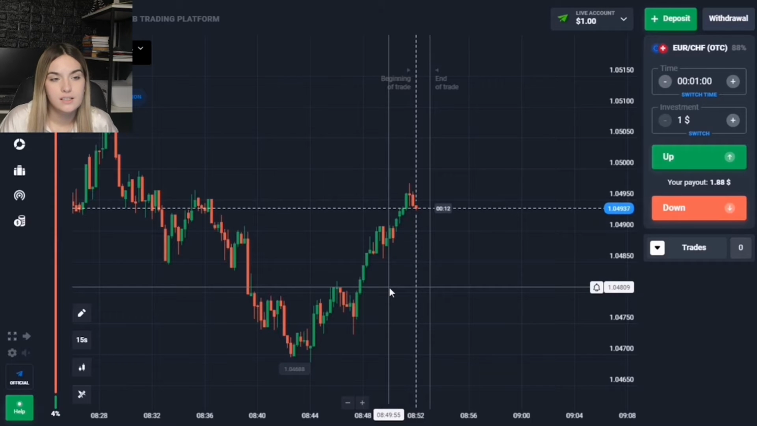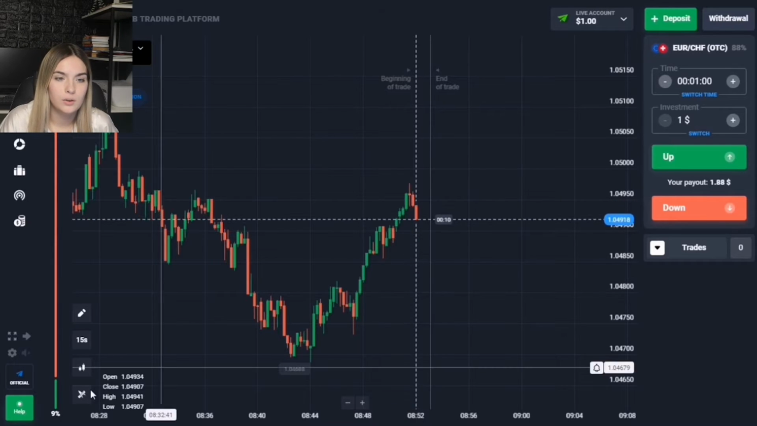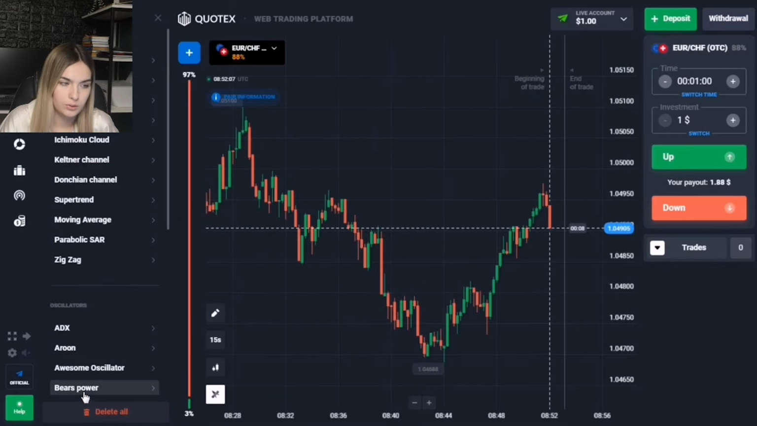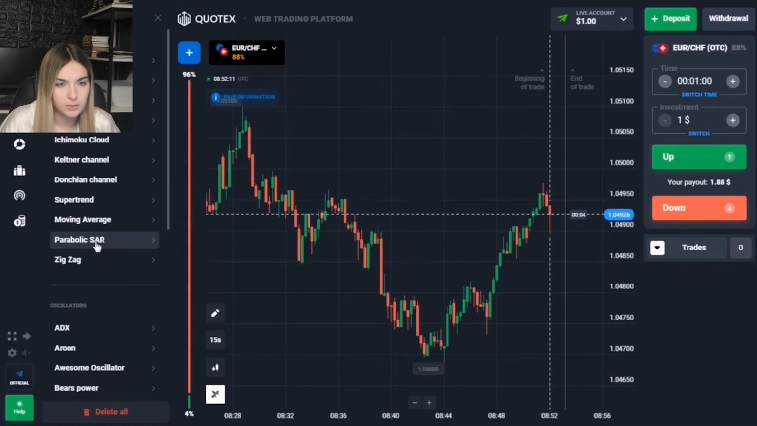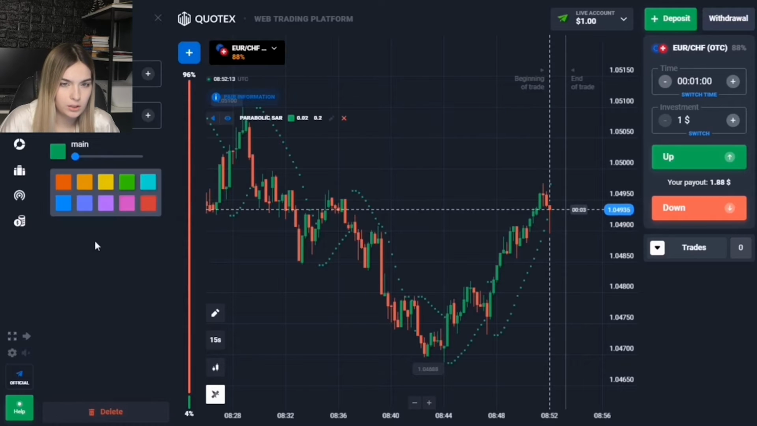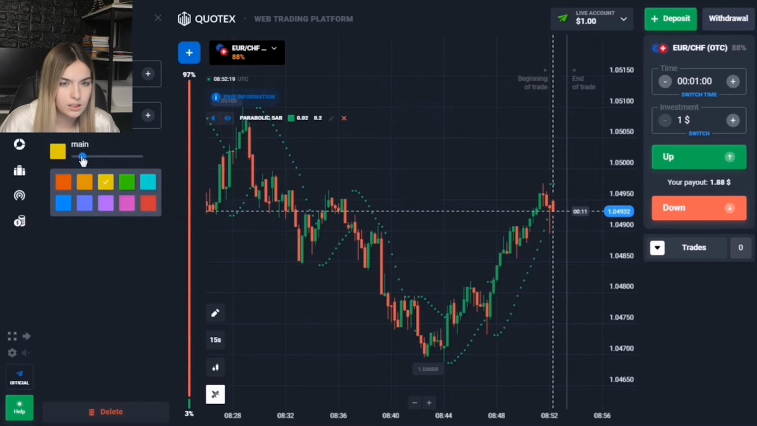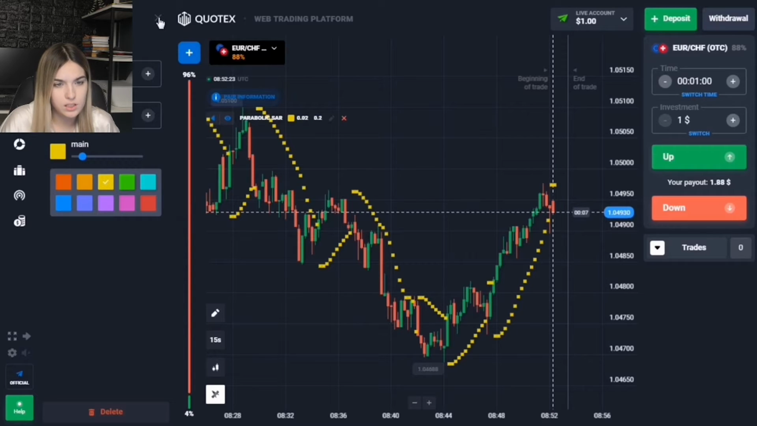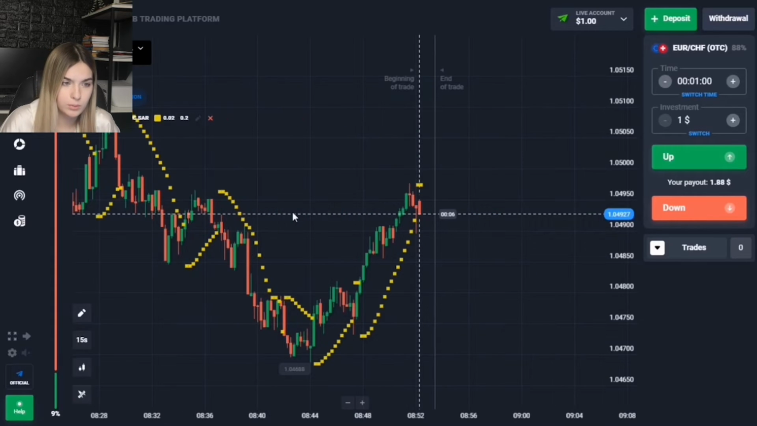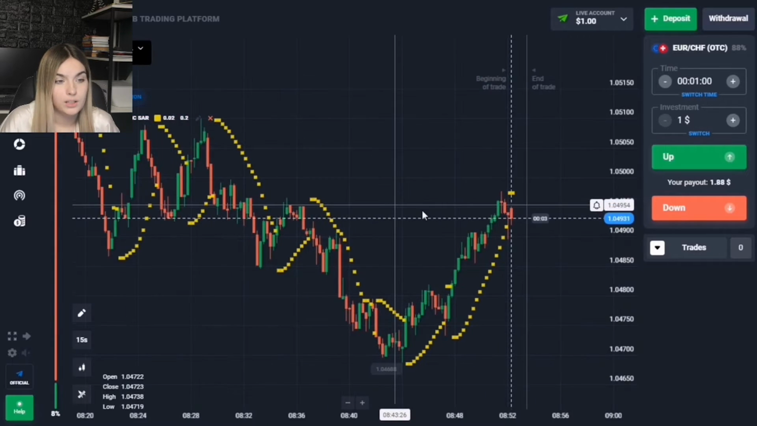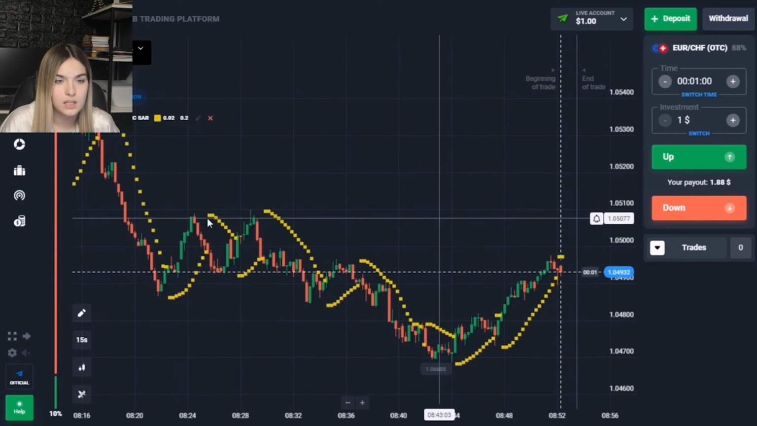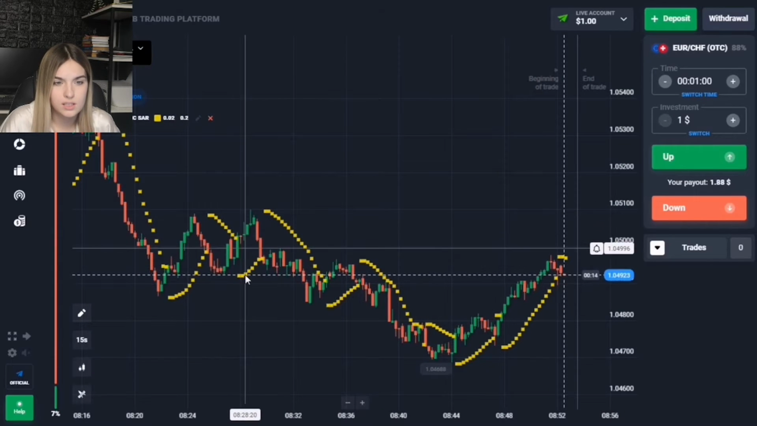So friends, let's start. In order to turn on our indicator, press the button in the lower left corner. A list of indicators opens in front of us. Select the Parabolic Sar. Here in the menu, there are settings for the indicator. All settings are left by default. You can also choose any color. I suggest choosing yellow. You can also make it larger, and we see that yellow dots have appeared above and below our chart.